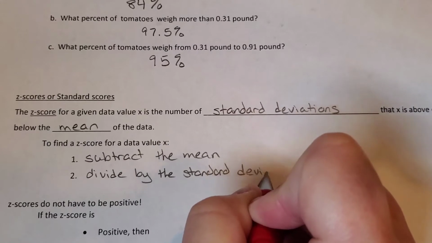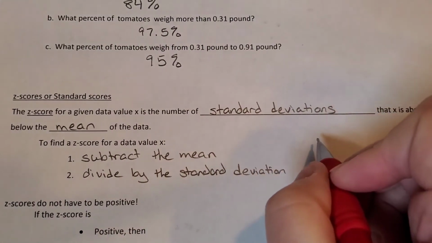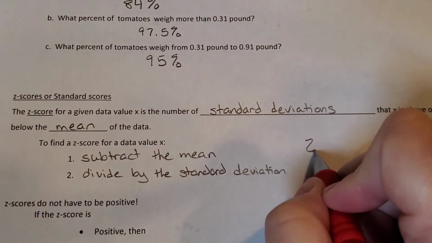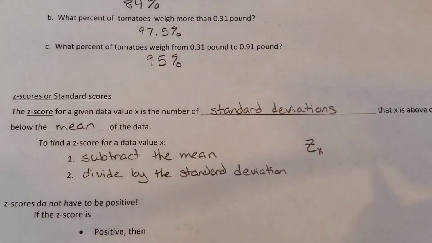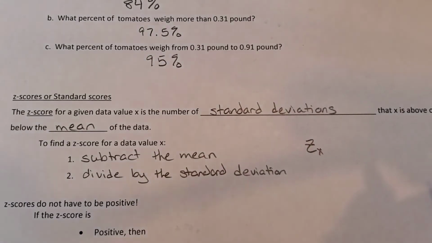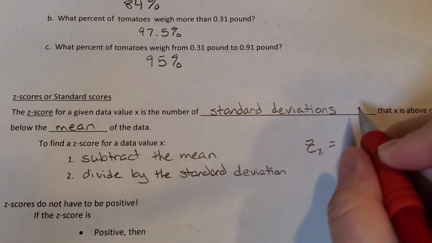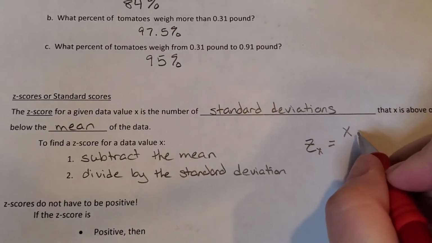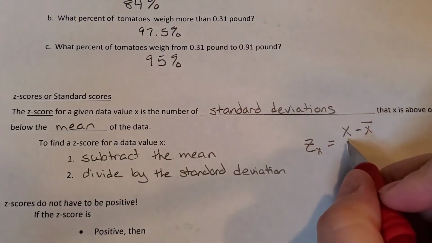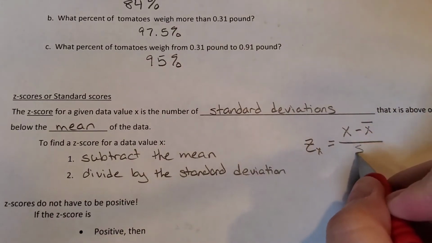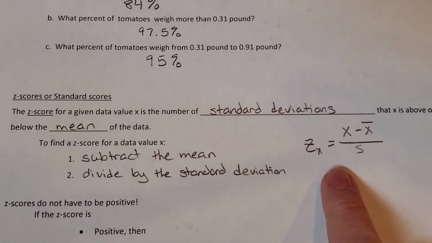So it's a two-step process. We usually look at it in a formula. So if I'm looking for the z-score, we call it the z-score for a particular x. So we put a subscript of an x on it just to let us know which z-score we're looking for. And so when we're looking for the z-score for that particular x, we're going to take that particular x and subtract the mean. And then whatever distance we get there, we're going to divide by the standard deviation. And so here's our formula for finding the z-score.